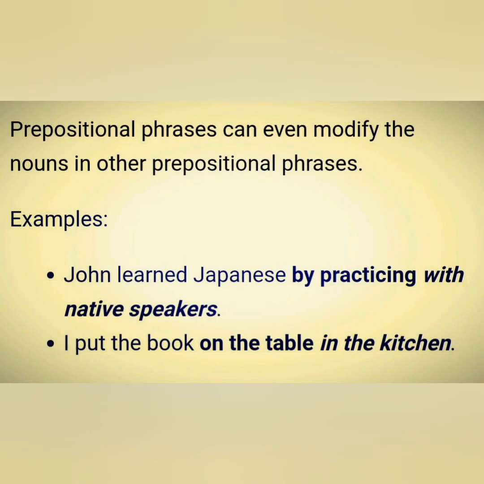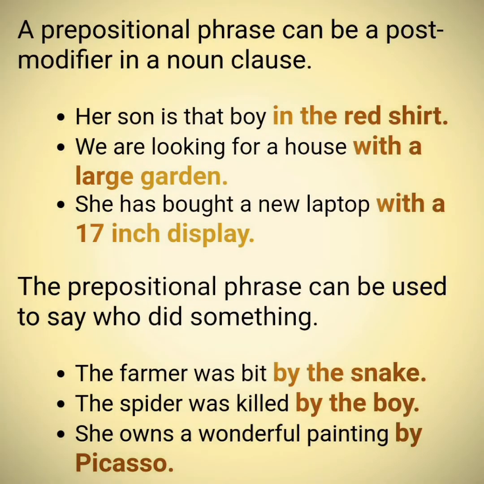Next, prepositional phrases can even modify the nouns in other prepositional phrases. John learned Japanese by practicing with native speakers. Here, Japanese is the noun. Here, by practicing with native speakers is a prepositional phrase. I put the book on the table in the kitchen. On the table in the kitchen is the prepositional phrase modifying the noun.